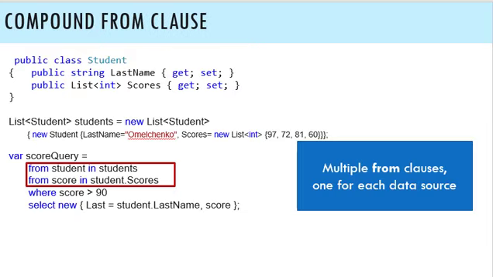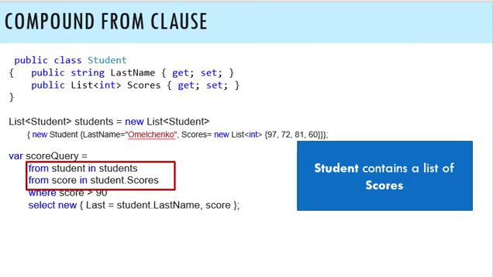In some scenarios, you will write the from clause more than once to specify multiple data sources. Here in this example, students list contains student objects, and each student object also contains an inner list of scores. So in this case, from clause is used twice.